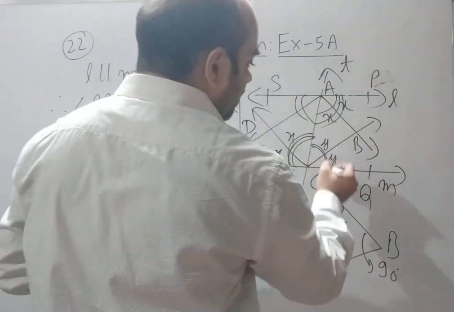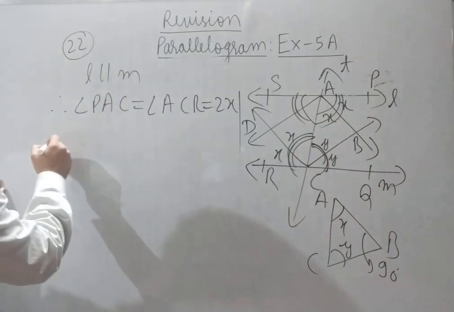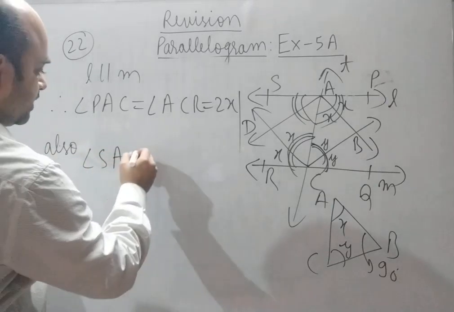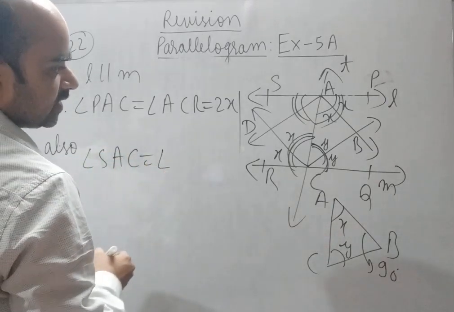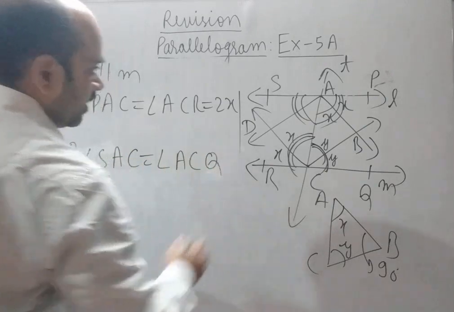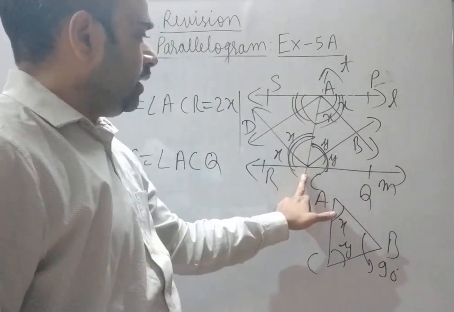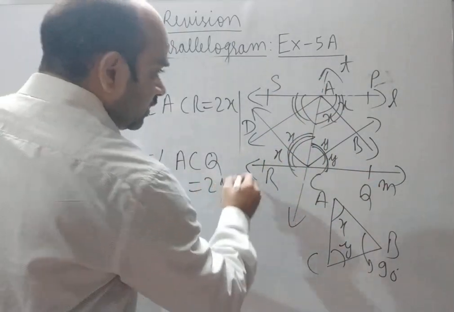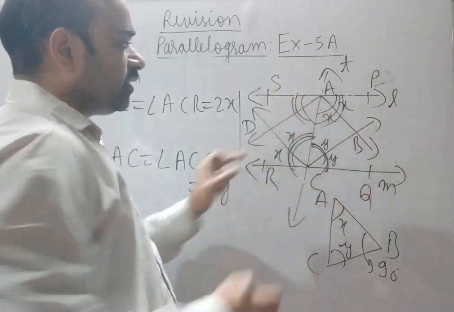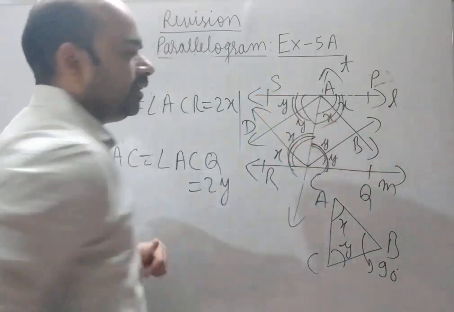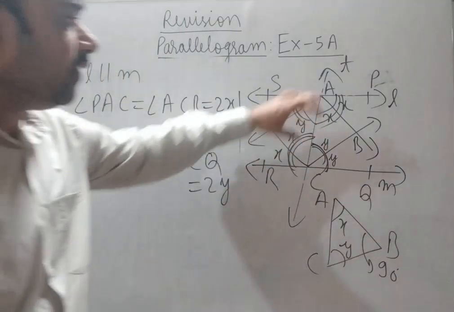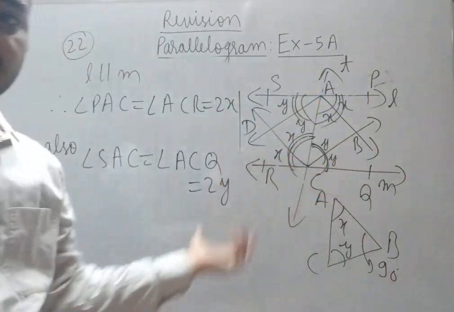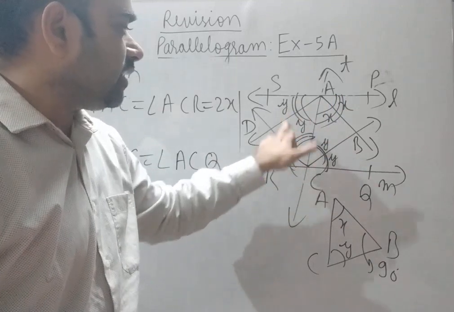Similarly, these two are also alternate interior angles. Which two? Angle SAC is equal to angle ACQ. Again, alternate interior angles, both will be equal to 2y. Now, if this angle is 2y and this is a bisector, again each part will be y. First we have taken these two alternate interior angles, then these two. Everywhere the bisector is given, it means y, x, x and y, y.